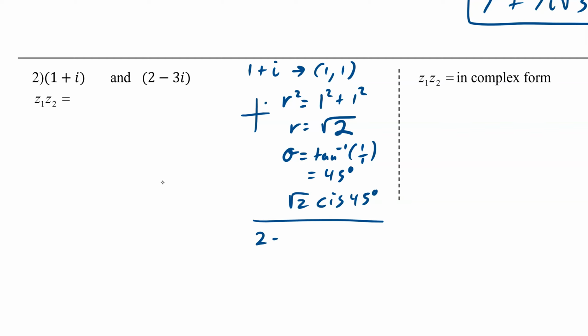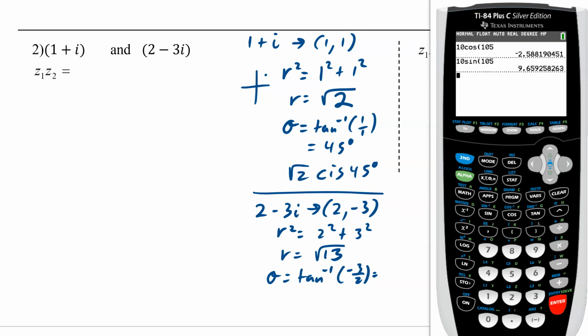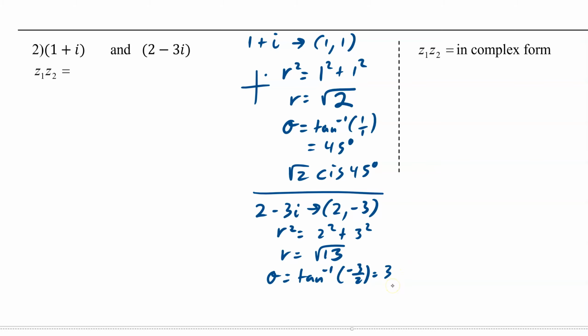Let's do the next one, 2 minus 3i. And so r squared would equal 2 squared plus 3 squared, so r is the square root of 13. And then theta equals inverse tangent of negative 3 over 2, which is not nice. So let's use the calculator. Inverse tangent of negative 3 divided by 2 gives us negative 56.30. But again, we want this to be within 0 to 360. So if we add 360, we get 303.69. So that would give us root 13 cis 303.69.